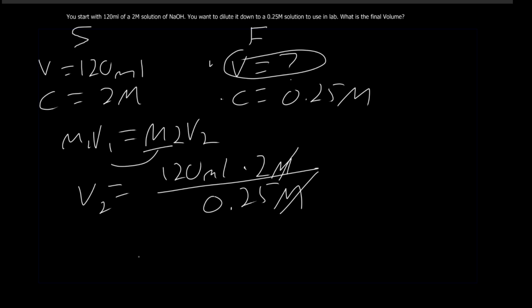So after I plug this into a calculator, I get V2 is equal to 960 milliliters. So we started with 120 milliliters of a concentrated solution. So we're expecting this to go up, and our volume did go up, and it went up about 4 times as much, or actually 8 times as much.